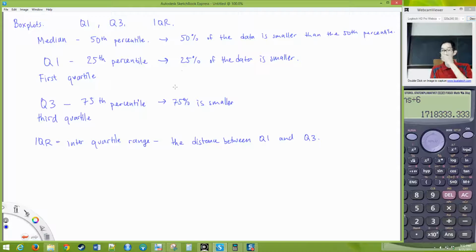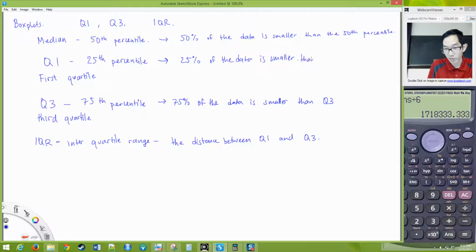You're saying that when you go from 25% is smaller, and 75% is even smaller? No, 75% is smaller. Okay, sorry. I should write the full thing down. 75% of the data is smaller than Q3.